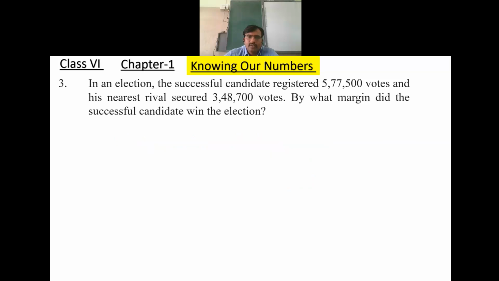Now the third question. In an election, the successful candidate registered 5,77,500 votes, and his nearest rival secured 3,48,700 votes. By what margin did the successful candidate win the election? So once again, this is a question related to subtraction. We have to find the difference to find out by what margin the successful candidate win the election.